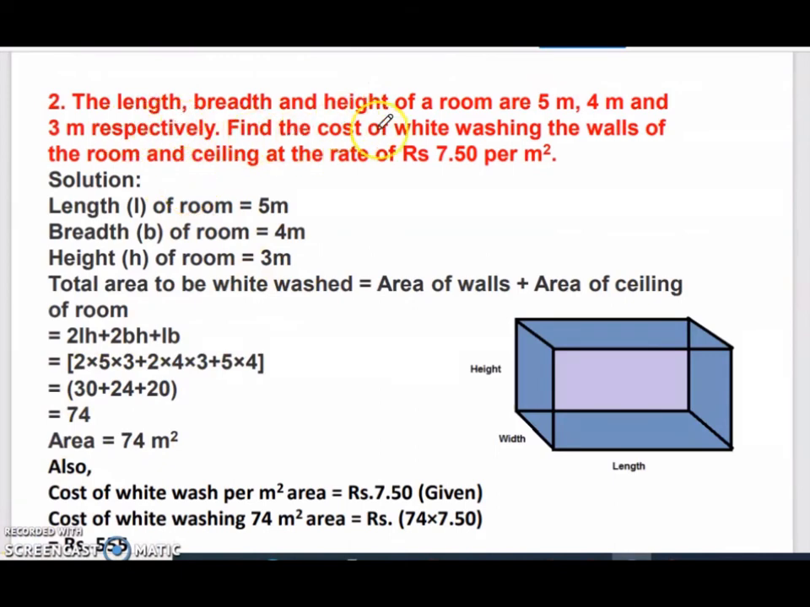The length, breadth and height of a room are 5 meter, 4 meter and 3 meter respectively. So first write down the given things. Length 5 meter, breadth 4 meter and height 3 meters. All are having the same unit, so no need to convert. Find the cost of whitewashing the walls of the room and ceiling at the rate of rupees 7.50 per meter square. Now to find this cost, first we need to find the area. Cost is given, but we need to first find area, then multiply with this to find the total cost.